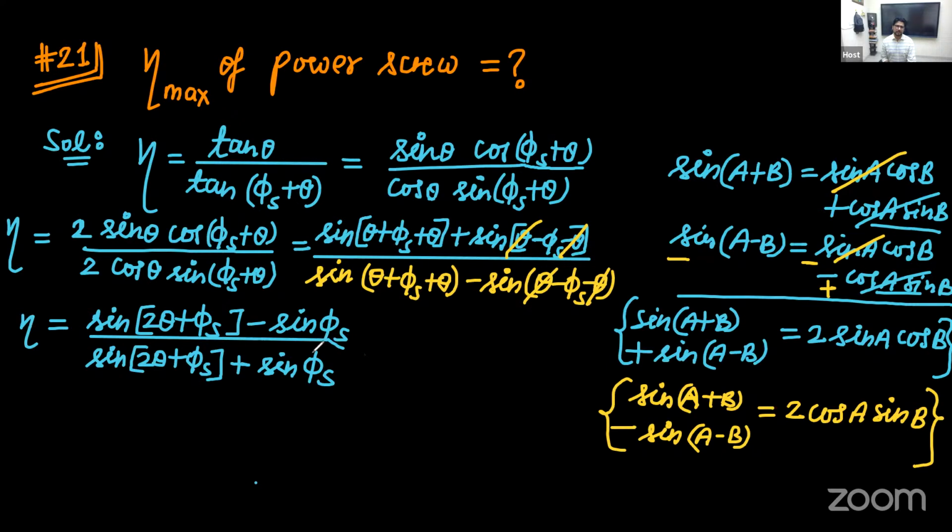Now, my dear friends, we know only one thing, that phi s is fixed for a given mu. Now we have one way to differentiate it with respect to theta, but differentiating it doesn't help because the function is actually monotonically increasing.